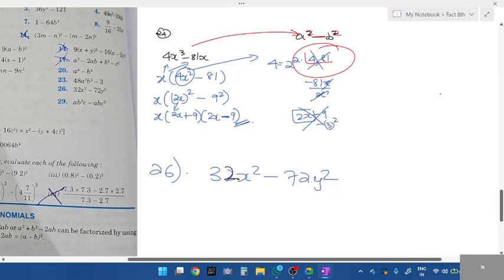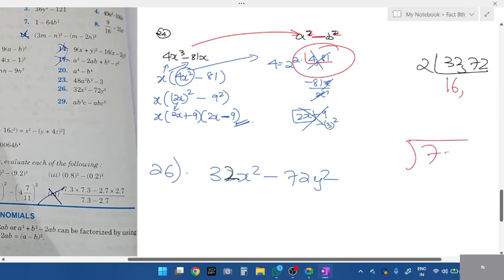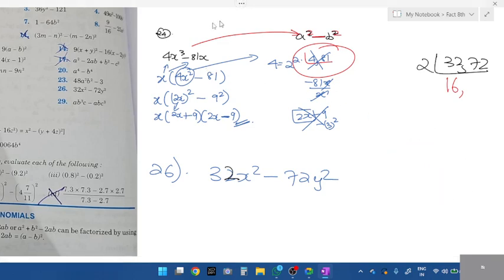Now use normal factorization. Factorize 32 and 72. Use the 2 times table. 2 into how many times? 60. Divide 2 and 72. If you don't know how to divide, use this method. 72 and 2. 2 3s are 6. Remainder 1, 2. Sorry, 2 6s are 12. 36 times. Until we get a single value, 36.